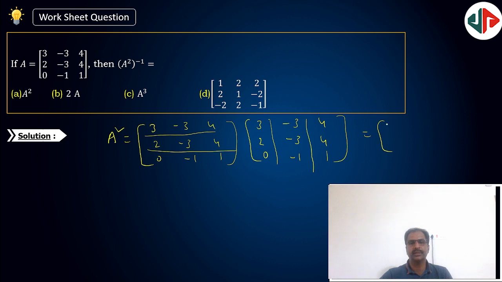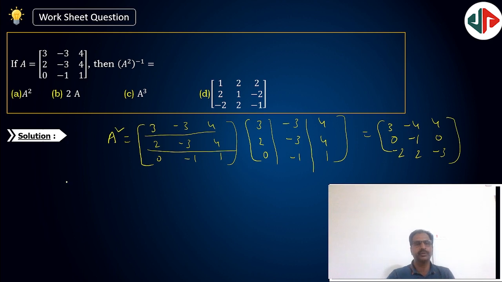So 9 minus 6, 3. Minus 9 plus 3 minus 4. 12 minus 12 plus 4. 6, 0. Minus 6 plus 9, 3 minus 4 minus 1. 8 minus 12 minus 4 plus 4, 0. Minus 2. 2 minus 3. This is A square.